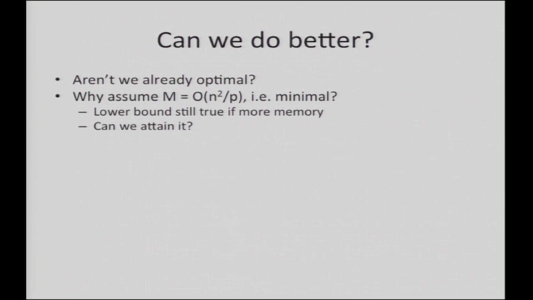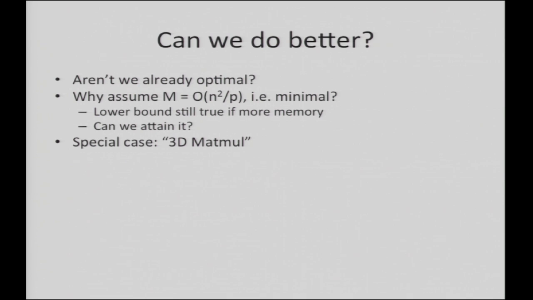And the lower bound is still true if I make m in the denominator bigger than the least amount I can get away with. And so the question is, can I attain it? There was a special case in the literature that people had known for a while, called three-dimensional matrix multiply. Remember, 2D matrix multiply was I took my p processors and laid them out in a two-dimensional grid. Well, I can lay them out in a three-dimensional grid. And it uses more memory.